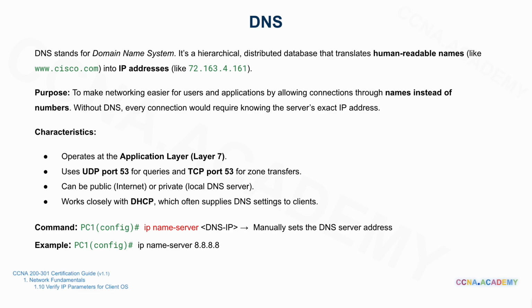DNS is like the Internet's phone book. It translates easy-to-remember names like Cisco.com into IP addresses that computers actually use to communicate. DNS runs on UDP port 53 for regular queries and TCP 53 for zone transfers. On Cisco IOS, we enable it with ip domain-lookup and specify a DNS server using ip name-server. When you ping a host name, the router will first contact that DNS server to resolve the name to an IP. If resolution fails, you can verify the cache using show hosts. That's the IOS equivalent of nslookup on Windows.